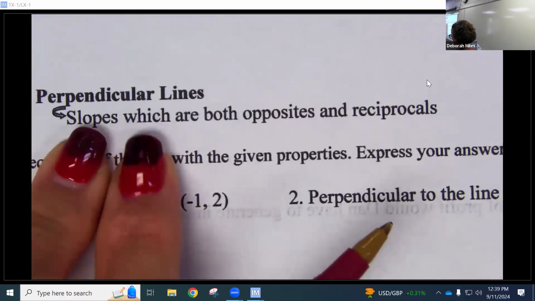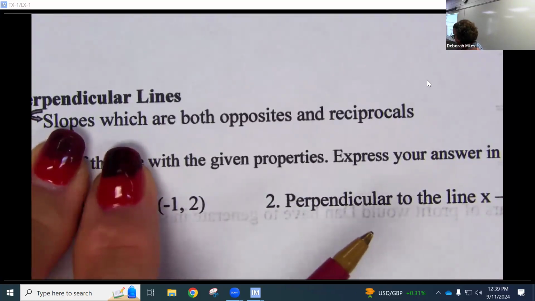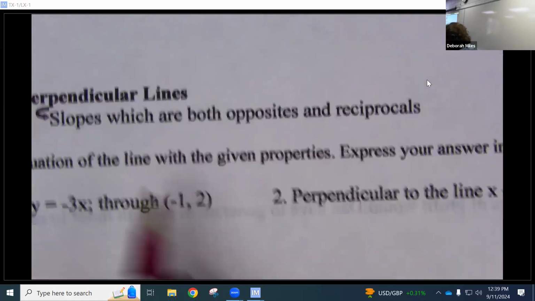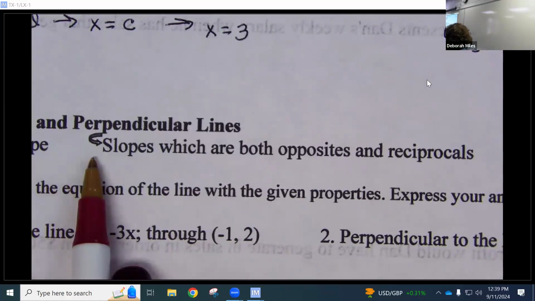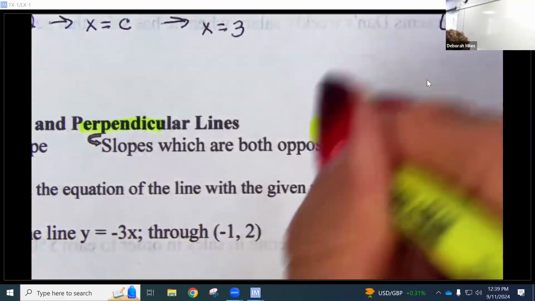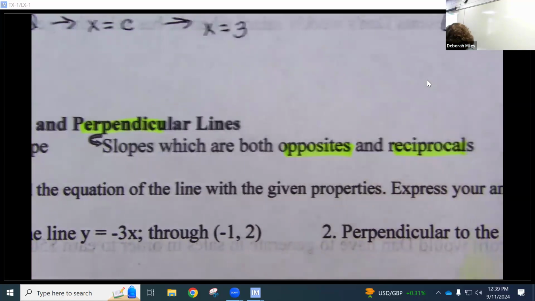Perpendicular lines, show me with your arms what I mean by perpendicular lines. Cross at a right angle. Of course, it can be that, as long as your arms look like they're touching at a 90-degree angle. The reason perpendicular lines are perpendicular is their slopes are 2 things. They are opposites and reciprocal.